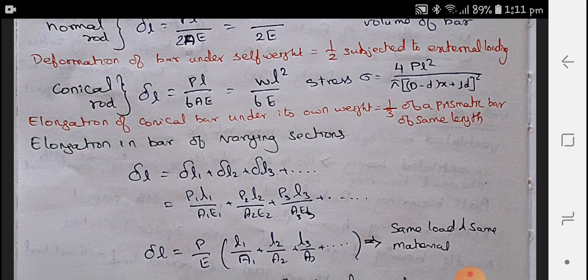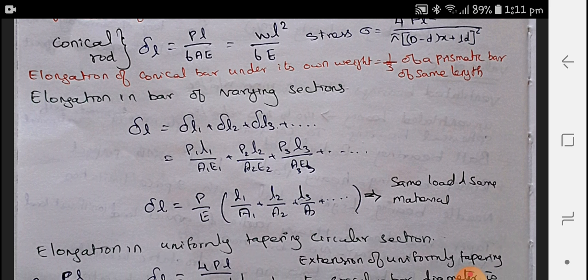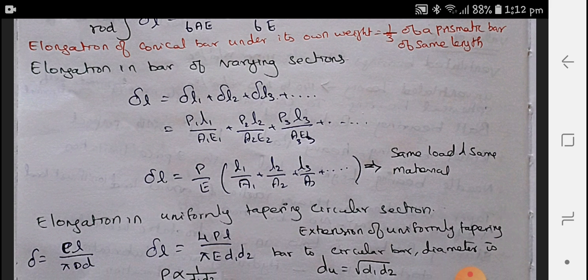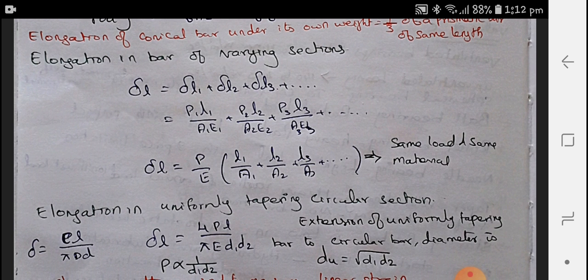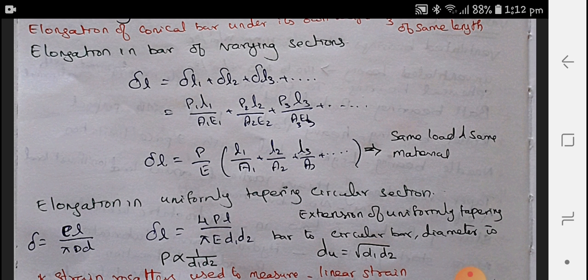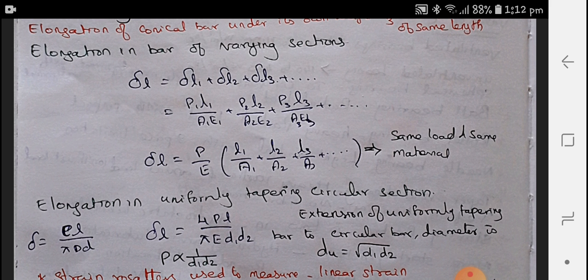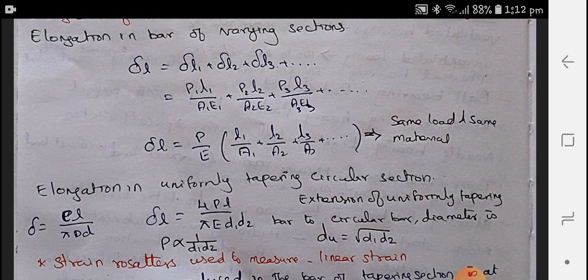Next, elongation in the bar of varying sections. The total elongation of length, delta L, is equal to delta L1 plus delta L2 plus delta L3, and it goes on according to how many sections we are having. If we replace delta L with PL by AE, that goes to P1 L1 divided by A1 E1 plus P2 L2 divided by A2 E2 plus P3 L3 divided by A3 E3, and it goes on. If the load and the material are the same, P by E is a common term, so we take it outside, and the formula becomes delta L is equal to P by E into L1 by A1 plus L2 by A2 plus L3 by A3, and so on.